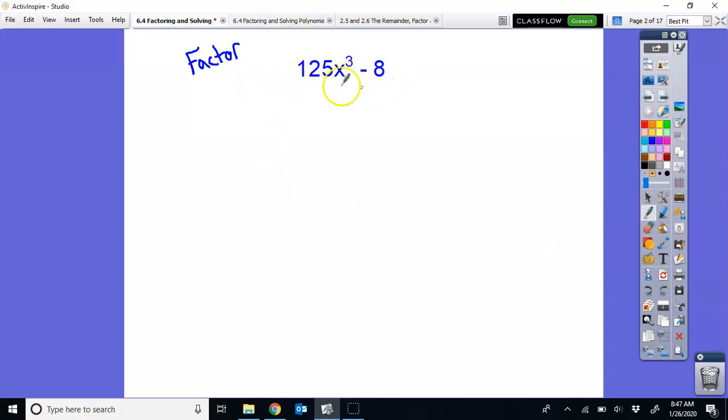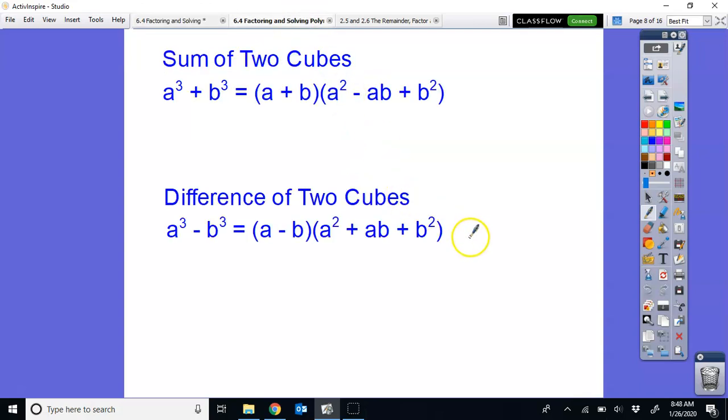So we want to factor this particular polynomial. When we look at it, the first thing that we want to check for is one of our factoring patterns. This one fits into the pattern that we talked about, the sum of two cubes or the difference of two cubes.